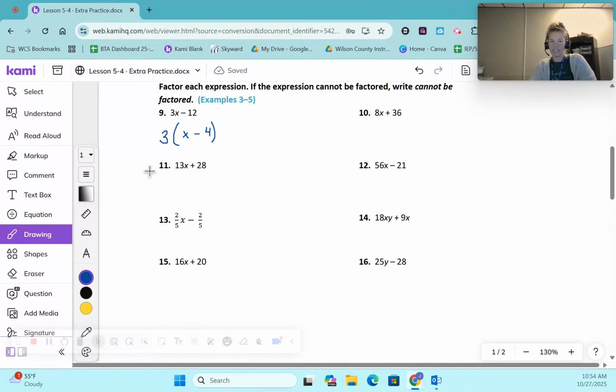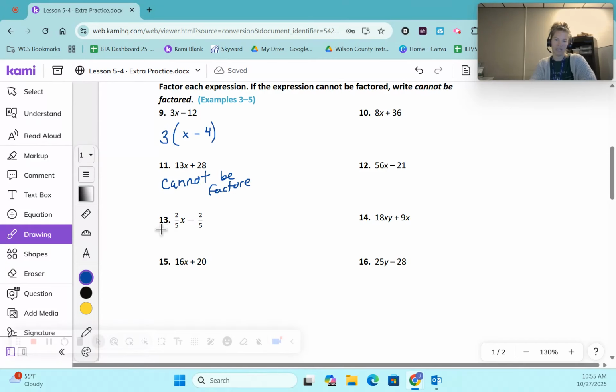Let's take a look at another similar one right below it, 13x plus 28. 13 is a prime number. No other number goes into that. So it says if it cannot be factored, say cannot be factored. Since 1 and 13 are its only factors and 1 doesn't need to be pulled out, it would remain the same. We would say cannot be factored.